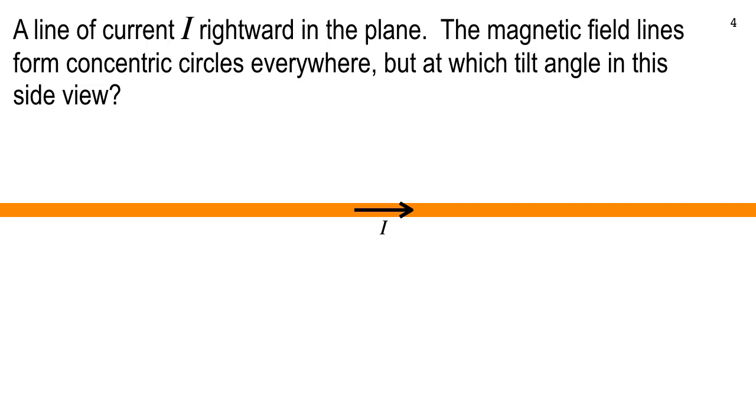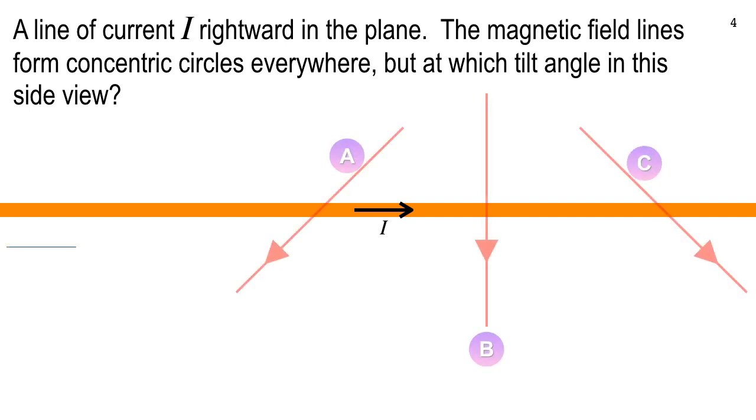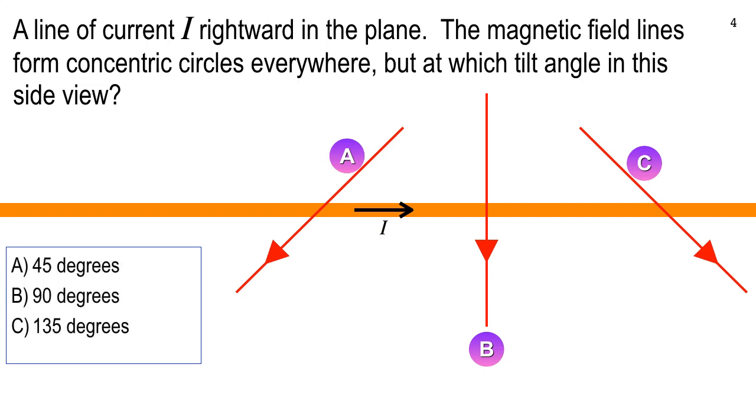Current is going to the right. Magnetic field lines are concentric circles everywhere. So we know that this current is going to be surrounded by circular field lines. But now, those circles form a plane, right? Which plane? Which tilt angle? A, B, or C? And let me start the question.